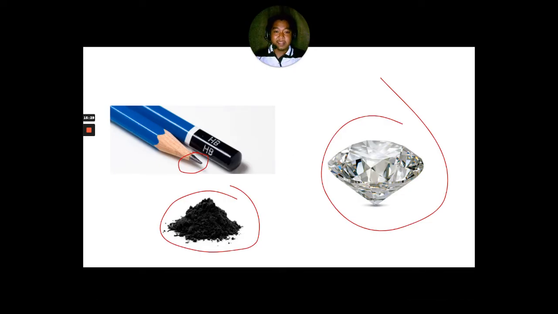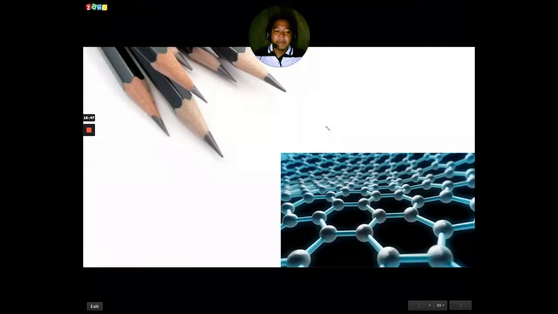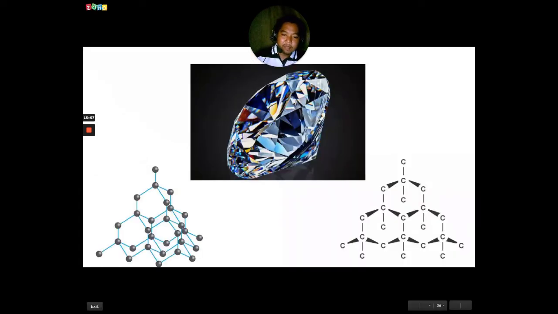But scientifically speaking, they are very, very similar. These are what we call allotropes. These three are made up of carbon. However, they differ in the structure and formation. So graphite, at a microscopic level, will look like a spider web, and a diamond would look like a pyramid, or a house.